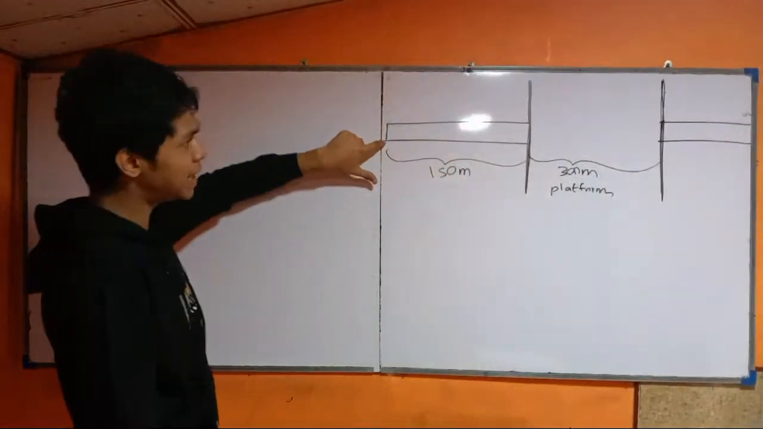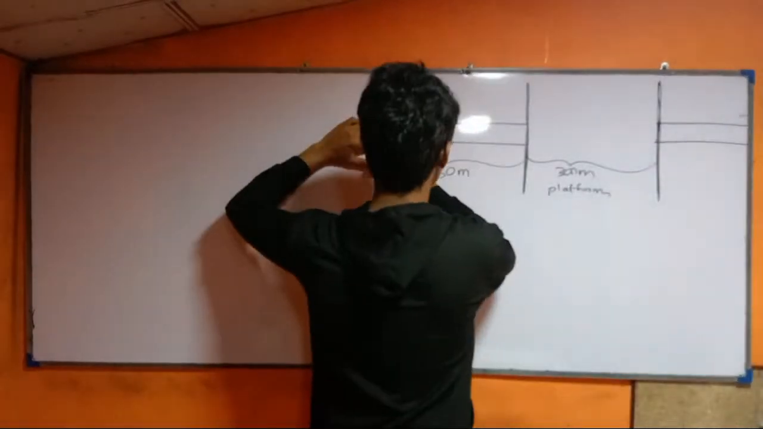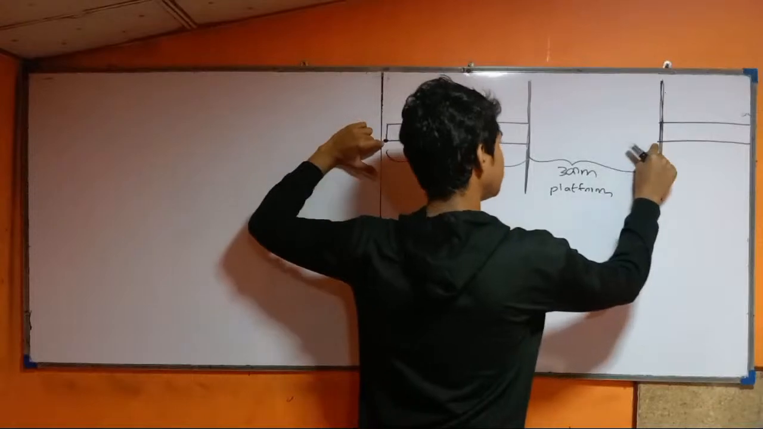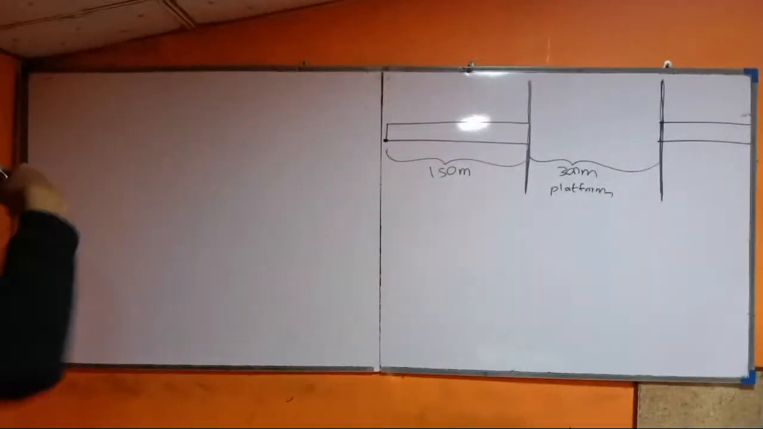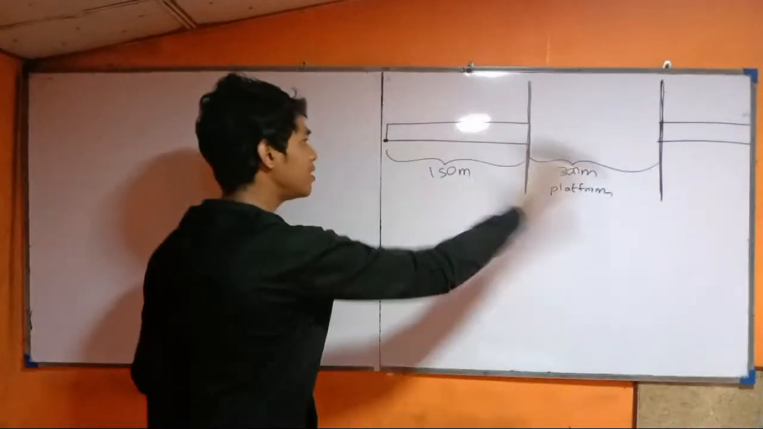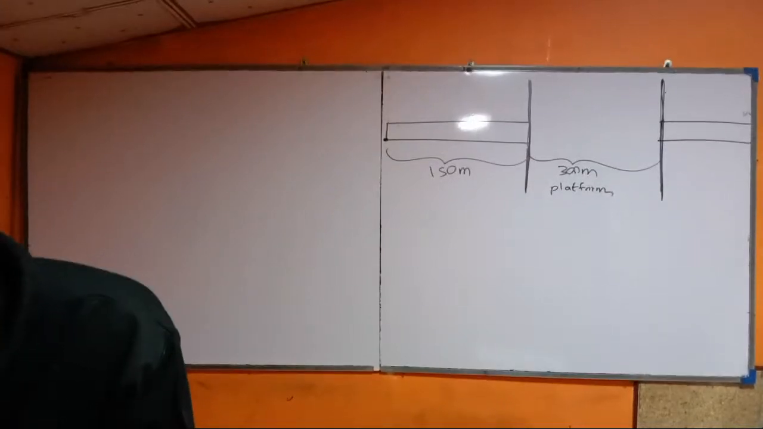So let's take a point at this backside. The backside should pass this 150 meters and this 300 meters to reach this position. So the train passes the platform means everything should pass away. Everything of the train should pass away out. So how to do this question now?